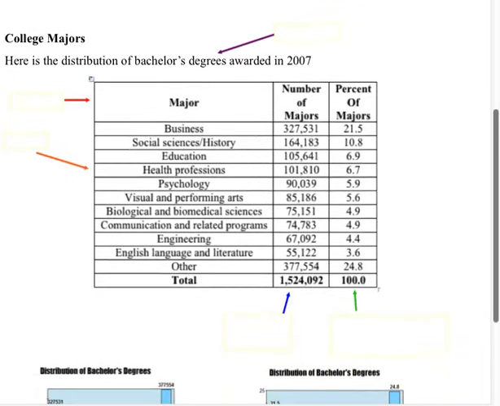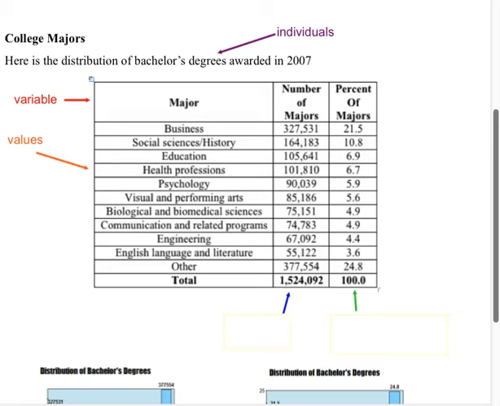So here's a distribution of bachelor's degrees awarded in 2007 at a particular college. So first of all, the individuals are the different bachelor degrees, okay? So we're talking about placing people into categories based on their degree. So the major is the variable. The values of the variable are the different majors, okay?